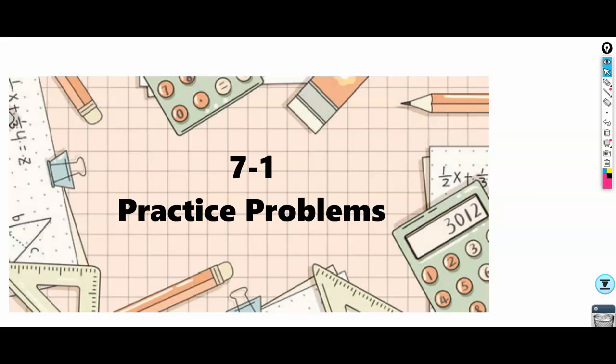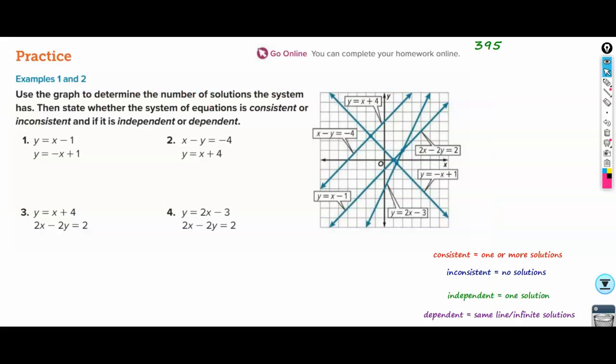Okay, so in the 7-1 practice problems, we're graphing systems of equations to solve them. We know that if two lines intersect at one point, they have one solution. That's what's called consistent, if they have one or more solutions. They are inconsistent if they have no solutions. An example of that would be parallel lines. There's no solution that solves them both. If they only have one solution, they are classified as independent. And if they are the same line and have infinite solutions, they're dependent.